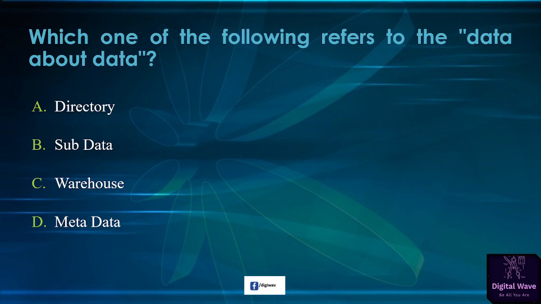Next question is, which one of the following refers to the data about data? So, first option is directory, second option is subdata, third option is warehouse and the last option is metadata. So, right answer will be metadata. The metadata refers to the type of data that describe the other data or information.